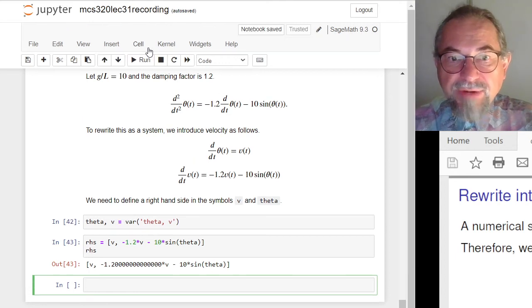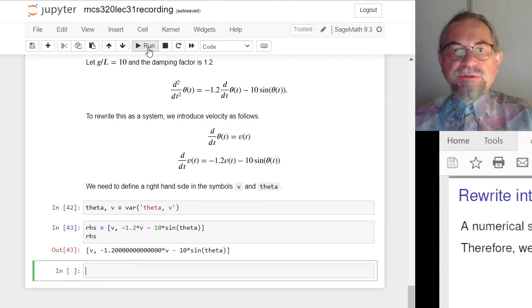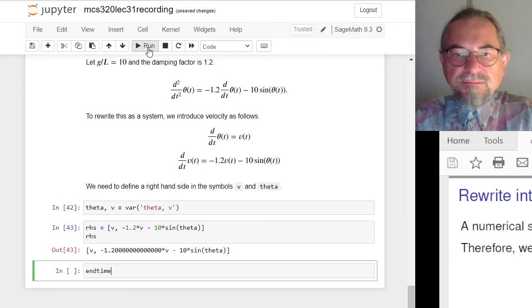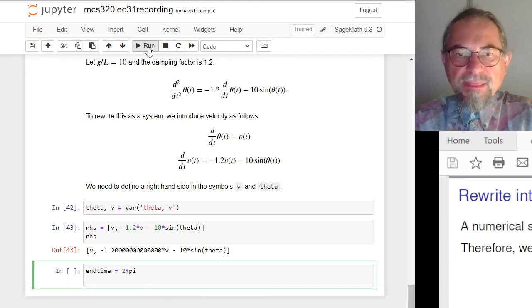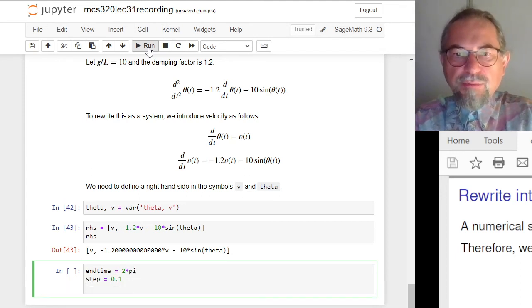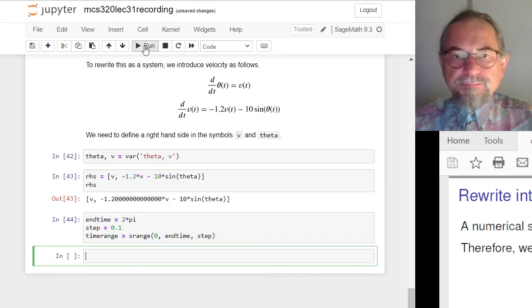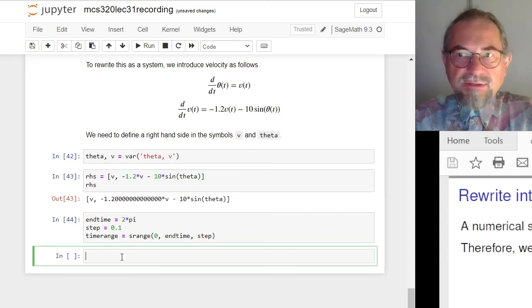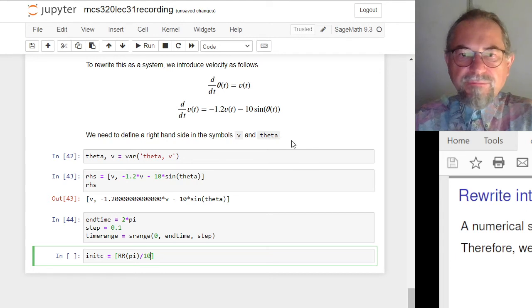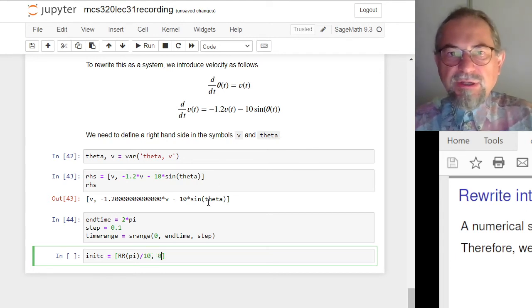What I need is a range for time. So I have an end time, let this be 2 times pi. I have a step 0.1, and then I have my time range, which is defined with this range till the end time and with a step. Lastly, I have to define the initial conditions. So the initial conditions are pi over 10, so now I need a number for pi, and 0. So these are the initial conditions.